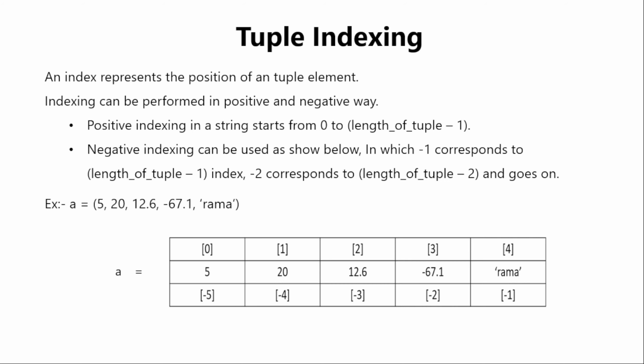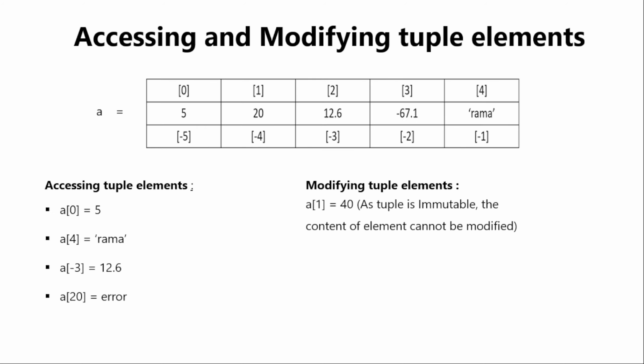Tuple indexing is almost similar to strings and lists. I think we don't want to discuss this again and again, so you can have a quick reference with list. Everything is common, and the example is also common. If you understand the indexing part in strings and lists, you will be able to grasp the same content. Now we can discuss accessing and modifying the tuple elements.